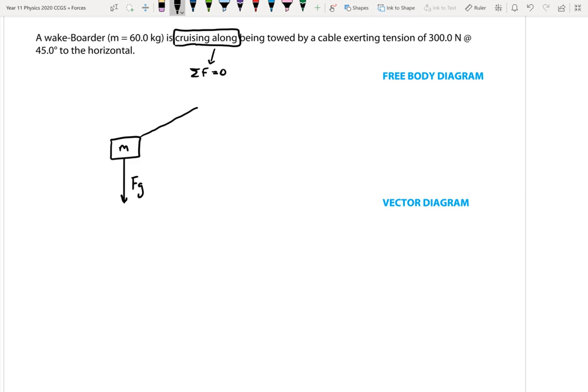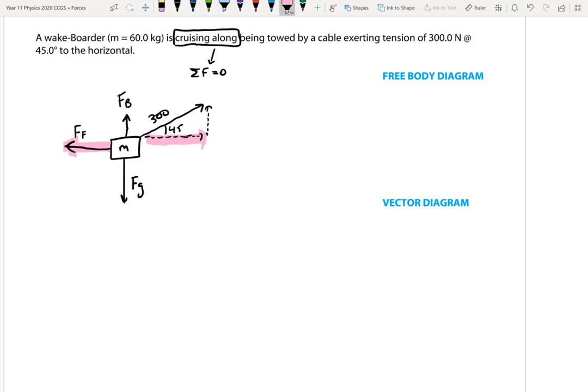You've got your tension, which we said was 300 at an angle of 45. You've got a frictional force backwards, which we're not sure of. And we've also got a buoyant force. Now this is new. We haven't really looked at a buoyant force, but you're displacing a certain volume of water. So there must be an upwards force. So let me just finish this off, let's highlight the horizontals.